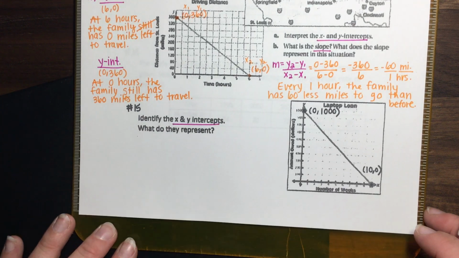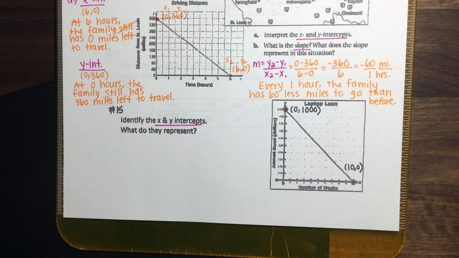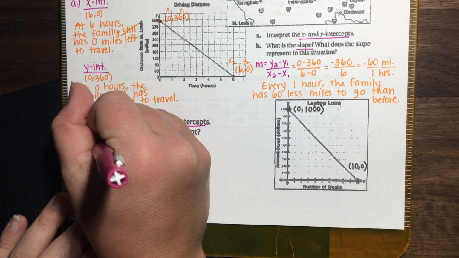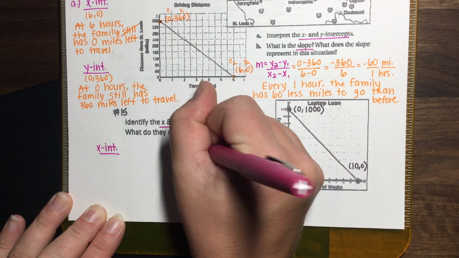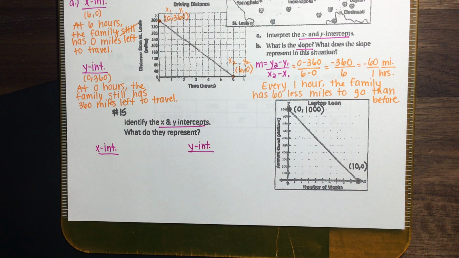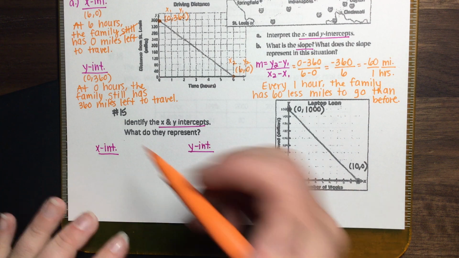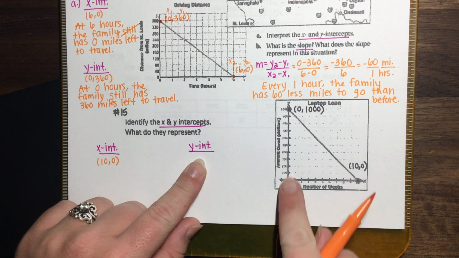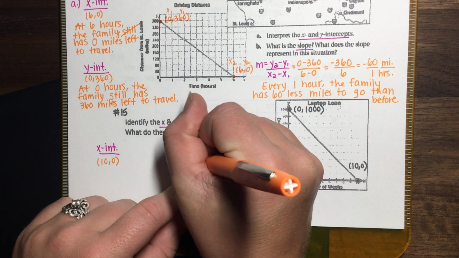All right, moving on. Number 15. We're getting close to being done. Identify the x and y intercepts. So I have x-intercept right here, and I have y-intercept. My x-intercept, if I look at my graph, is when my line crosses the x-axis, which is at 10, 0. And my y-intercept is where my line crosses the y-axis, which is at 0, 1,000.